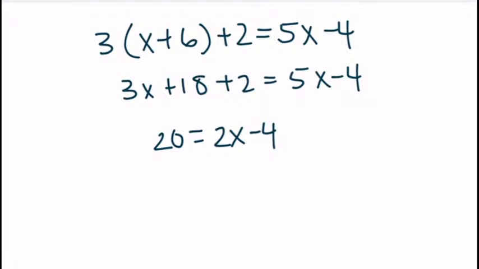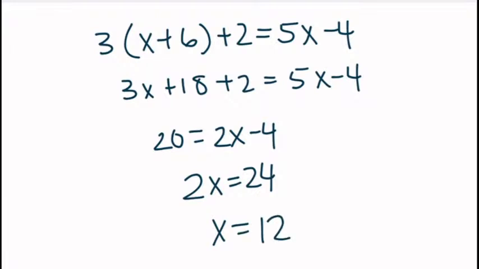So now I'm going to flip the equation while also adding 4 on both sides. So you get 2x equals 24. And then divide by 2 on both sides, you get x equals 12, because 24 divided by 2 is equal to 12. And that's your final answer.